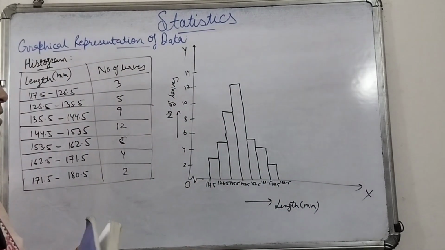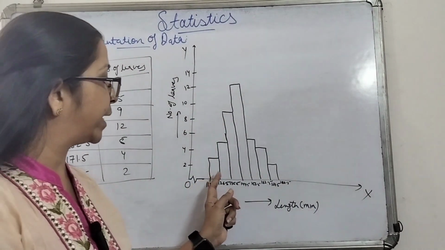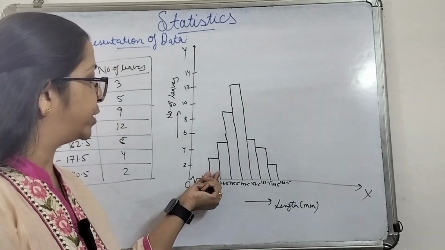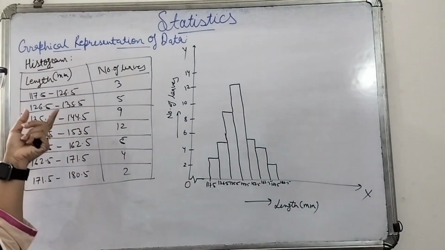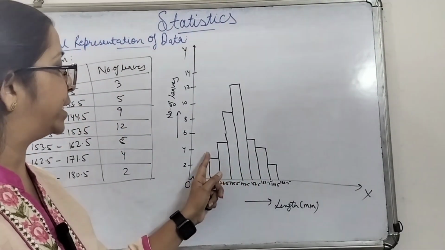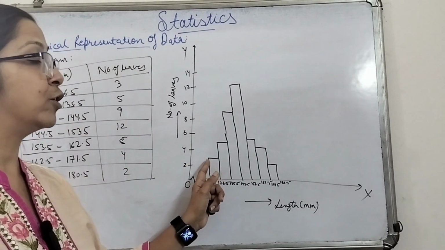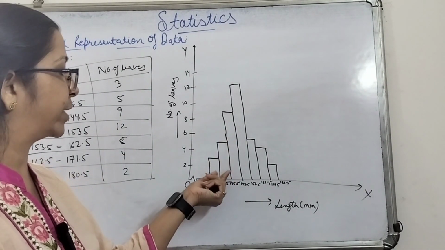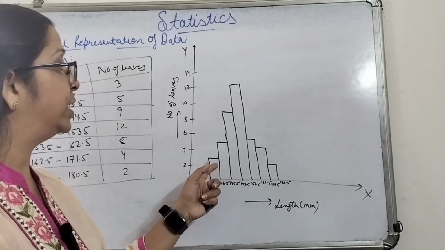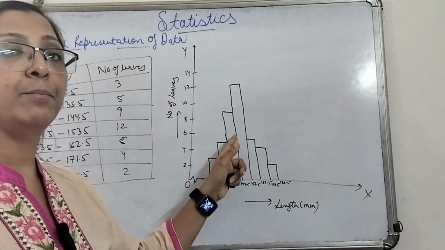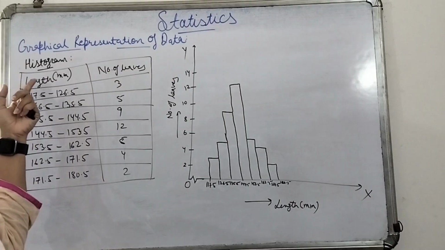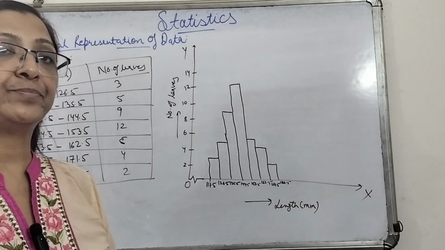So continuous class intervals are there. So there is no gap between the rectangular bars. The width of the rectangular bars shows the class size and the height or length of the rectangular bar shows the number of leaves over here, that is the frequency. The frequency of the class interval is shown by the length of these bars. This is how we can represent data using a histogram.